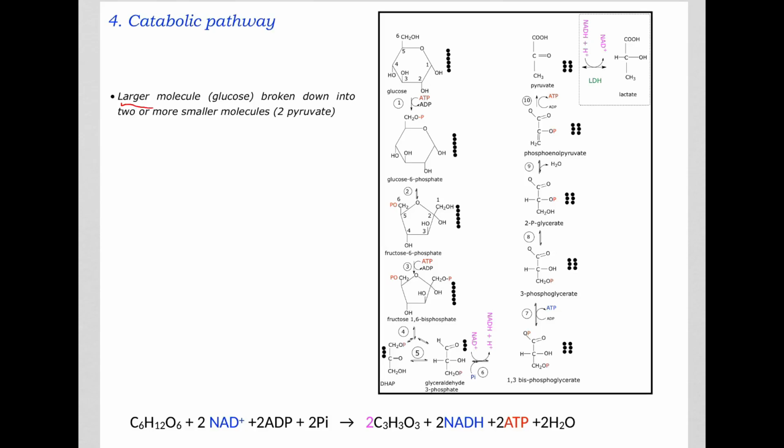So we see a larger molecule. In catabolism, we are taking bigger molecules and breaking them down into 2 or more smaller molecules. So here, for example, glucose has 6 carbons. You can see there's 6 carbons here of glucose. And the end result is we will get 2 pyruvate. Each pyruvate has 3 carbons. So a big molecule is being broken down, in this case, into 2 smaller molecules, and therefore we call this catabolism. So this is a catabolic pathway.